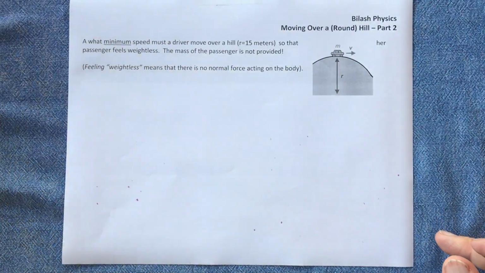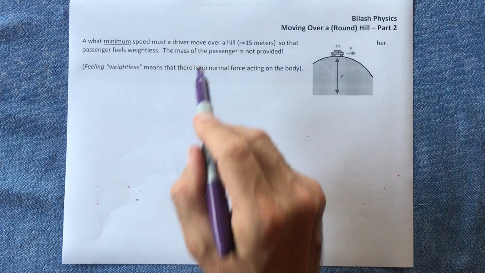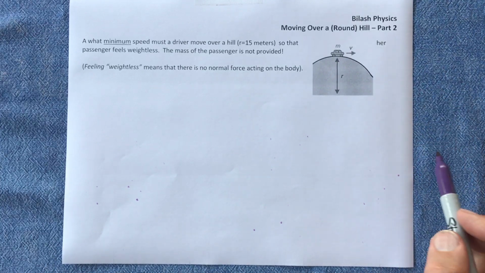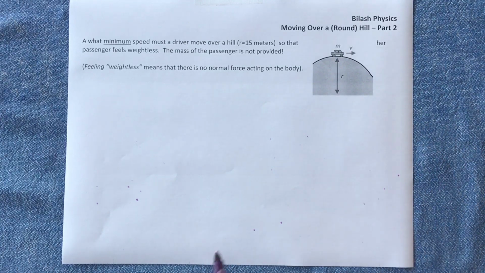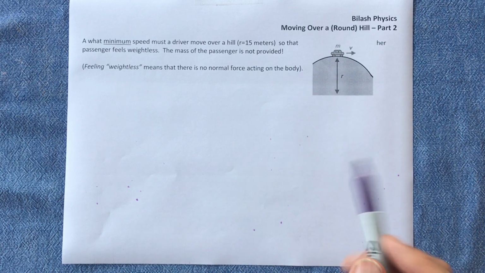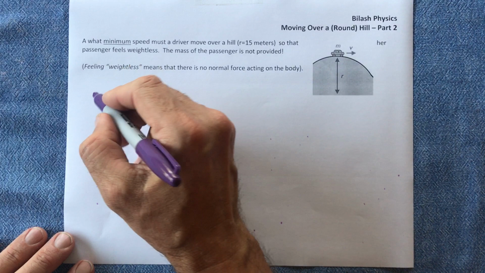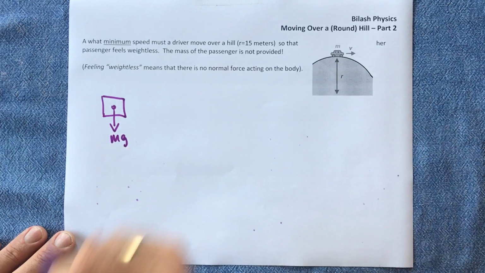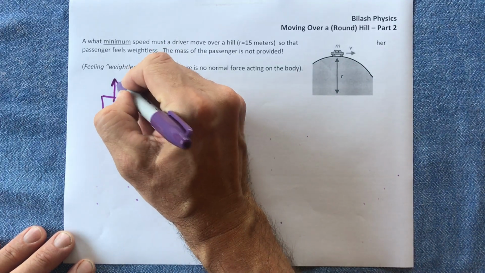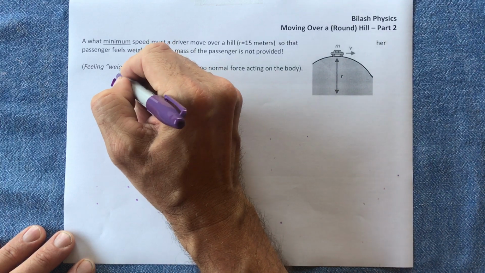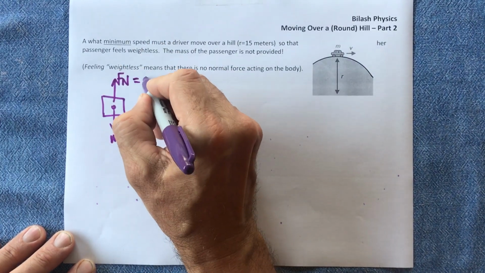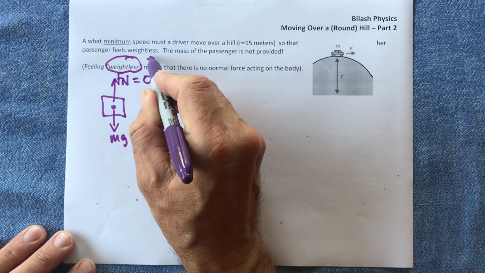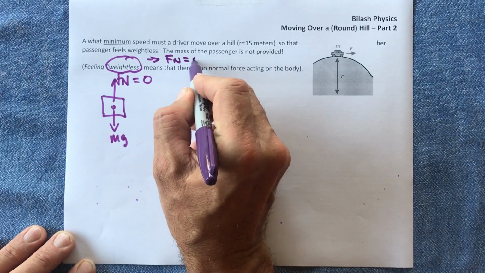Now the second part of this question is, what is the minimum speed that the driver must move over the hill so that the passenger feels weightless? And you'll notice that the mass of the passenger is not provided, and that suggests that it must cancel out. So let's draw the free body diagram of the passenger. We have weight pulling down on the passenger, and normal force would be pulling up. But in this case, the normal force is equal to 0 because they're weightless. That means normal force is equal to 0.